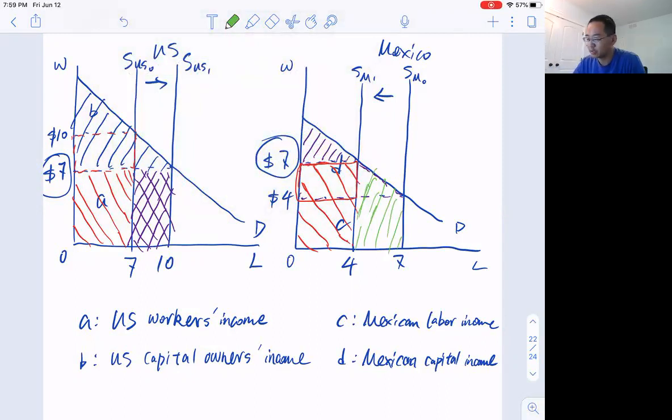So these are the effects of migration of labor. You can look at the example in your book, which is similar to this, and they mark the different areas by different letters and explain, and hopefully this makes sense.